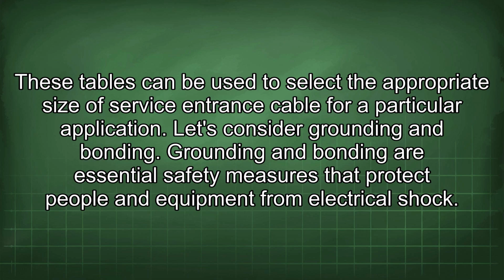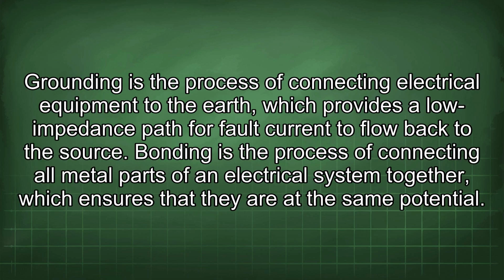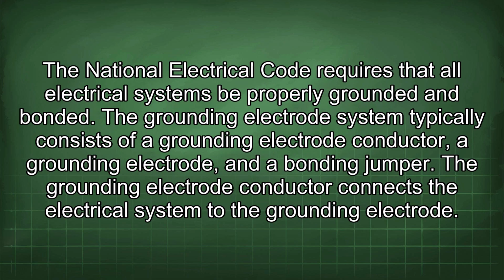Let's consider grounding and bonding. Grounding and bonding are essential safety measures that protect people and equipment from electrical shock. Grounding is the process of connecting electrical equipment to the earth, which provides a low impedance path for fault current to flow back to the source. Bonding is the process of connecting all metal parts of an electrical system together, which ensures that they are at the same potential. The National Electrical Code requires that all electrical systems be properly grounded and bonded.